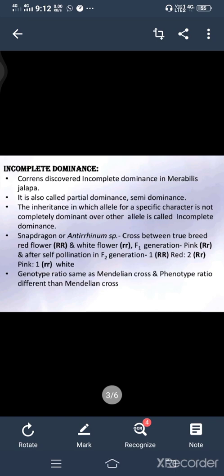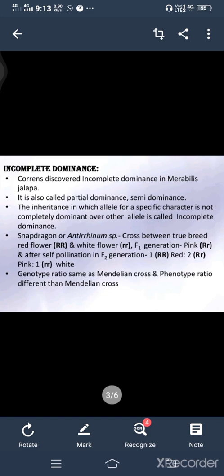The examples are Mirabilis jalapa, also called the 4 o'clock plant, and the other is snapdragon, also called the dog flower plant. It is also called partial dominance or semi-dominance, because in the heterozygous condition, as Mendel's law states, the dominant has to express itself, but here the dominant character cannot completely express itself. So it is called incomplete dominance, partial dominance or semi-dominance.